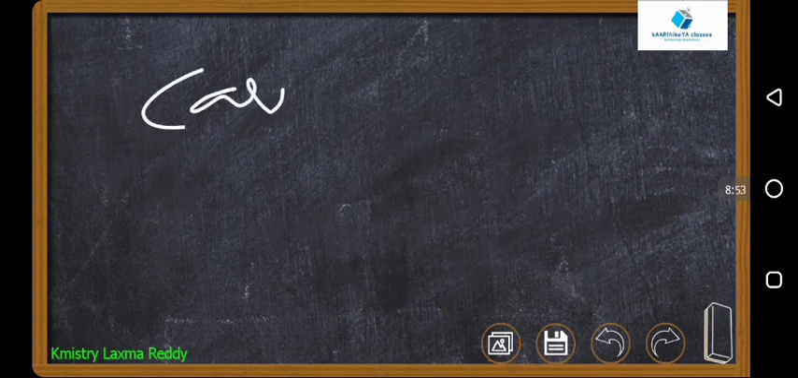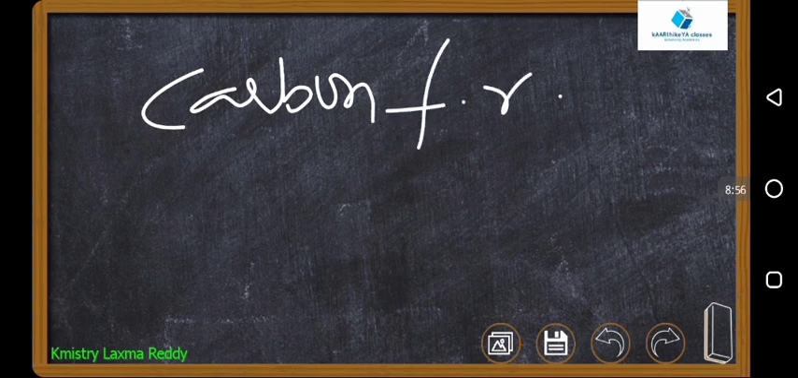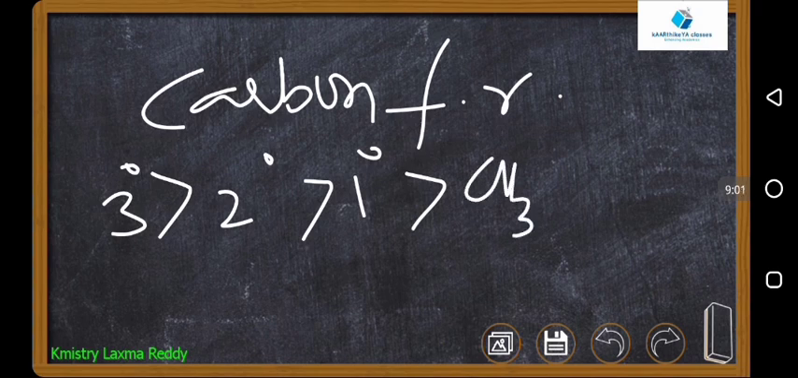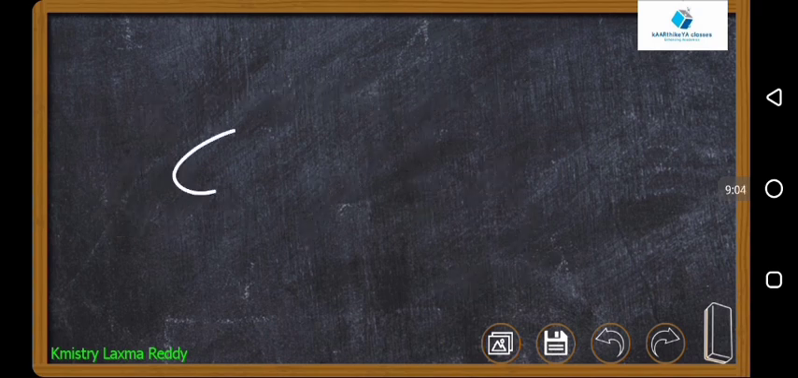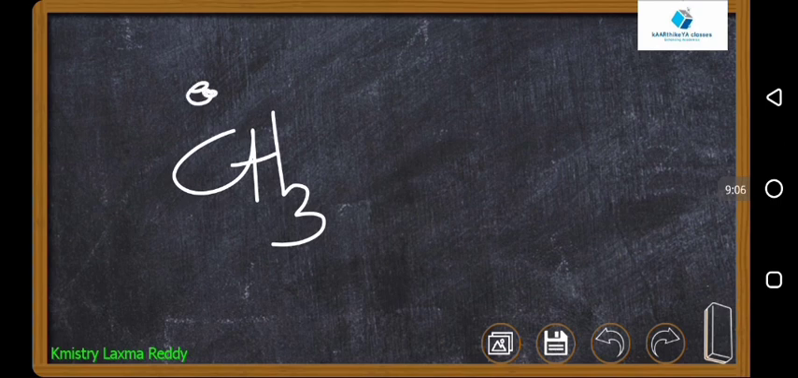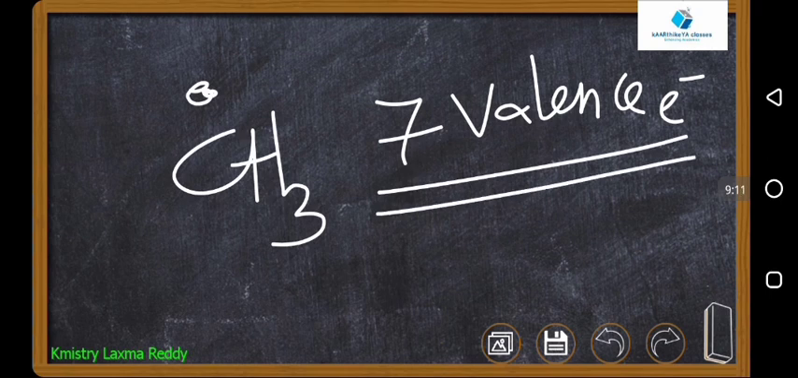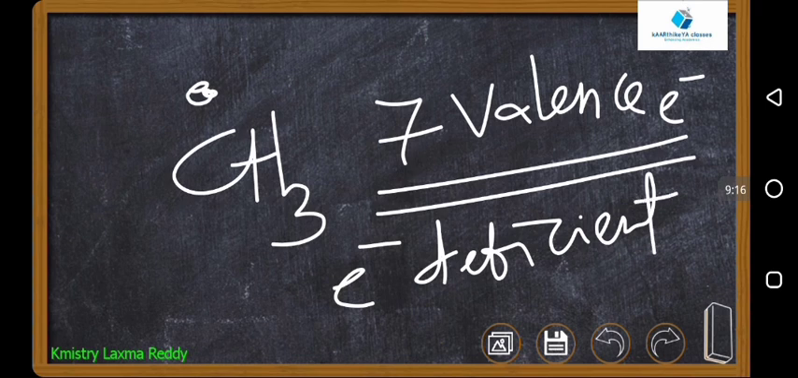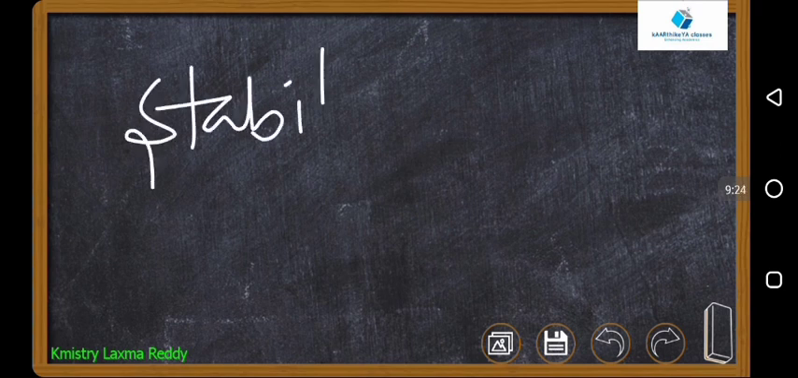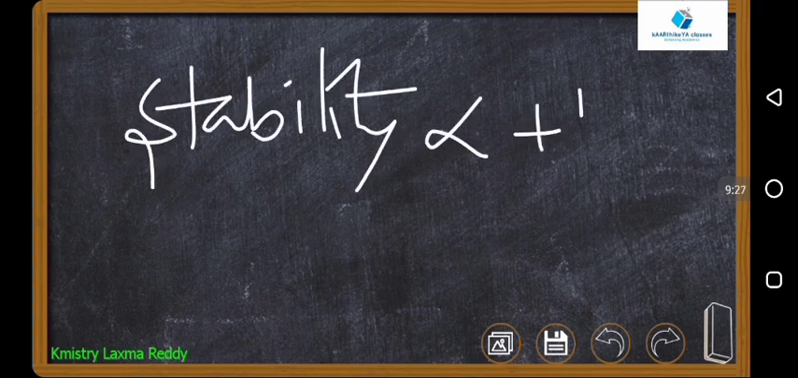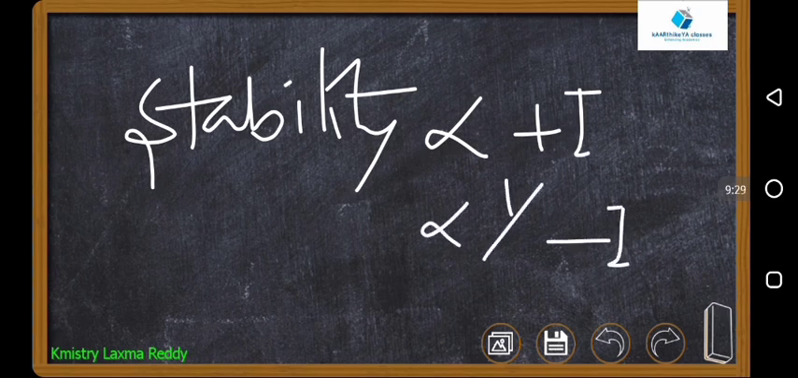Look at carbon free radicals. Same case, carbon free radicals also: tertiary better than secondary better than primary better than methyl free radical. The meaning is same because free radicals, for example CH3 dot, have 7 valence electrons. When the number of electrons is 7, you can mention this is electron deficient. So electron deficient means they are in need of electrons. So stability of carbon free radicals also follows the same concept, directly proportional to plus I groups, inversely proportional to minus I groups.